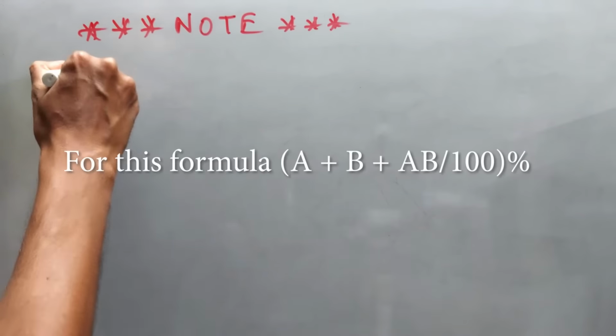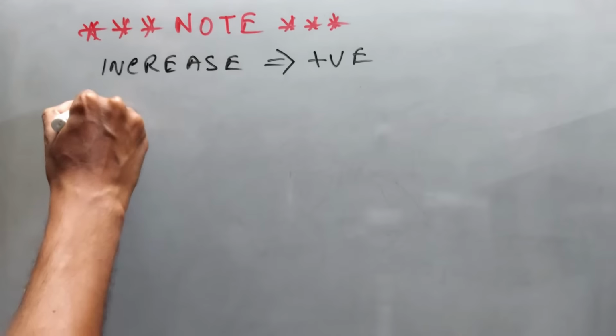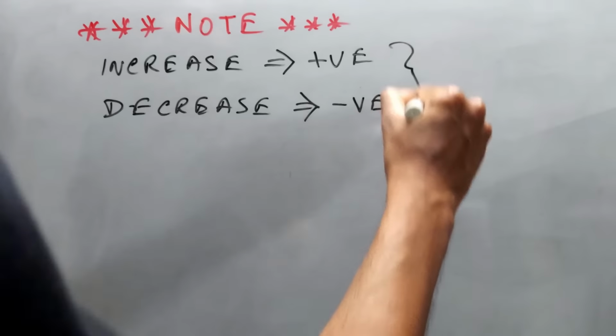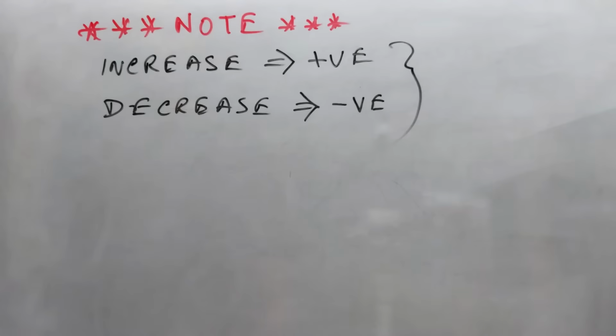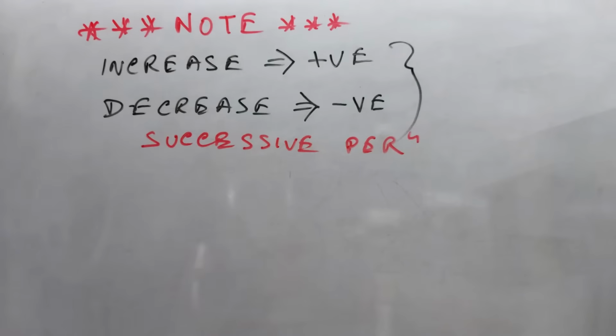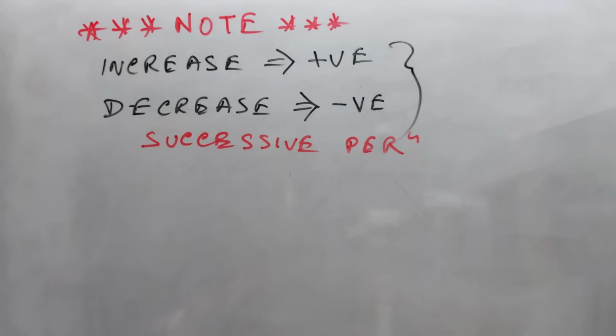Note, very important note. Increase of percentage always implies positive. Decrease always implies negative. And okay, I must tell you, this note is for successive percentage only. No matter it is decreased in the beginning or increased in the beginning, you just follow these steps, follow this formula, follow this note, and it will help you a lot.